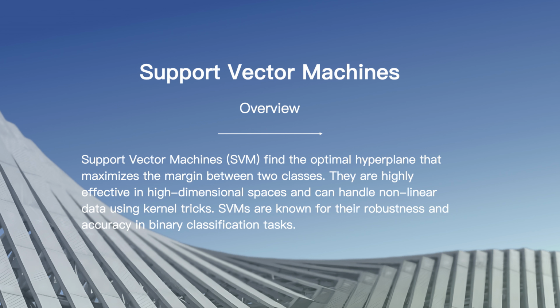Support vector machines, or SVMs, take things a step further. They find the best boundary, or hyperplane, that separates two classes with the largest possible margin. SVMs work well even in high dimensional spaces and can handle nonlinear data using kernel tricks. They're known for being robust and accurate, but can be computationally heavy for large datasets.